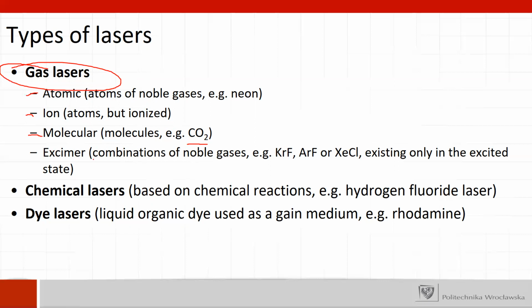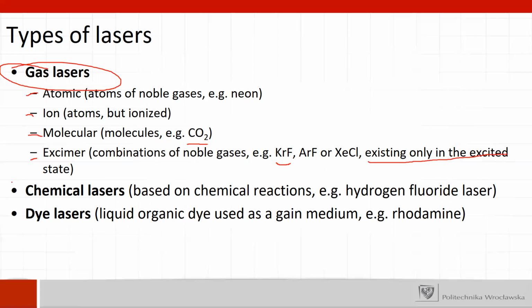In the case of molecules, we can also distinguish excimer lasers. Excimers are compounds involving noble gases, like krypton fluoride, argon fluoride, xenon chloride, and so on. These compounds exist only in the excited state. They don't exist in a natural ground state, but can exist only when they are excited.